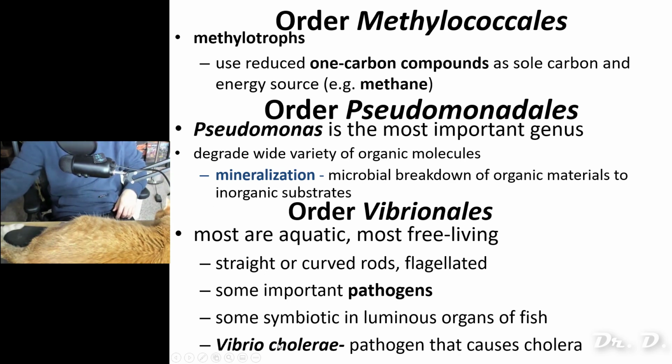You see, Vibrio cholerae. Remember, the proper way of writing binomial nomenclature is capital on the genus, lowercase on the species.